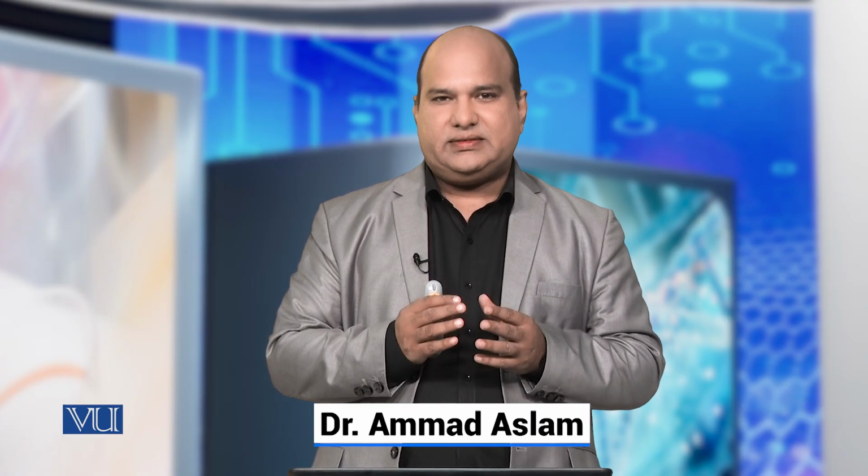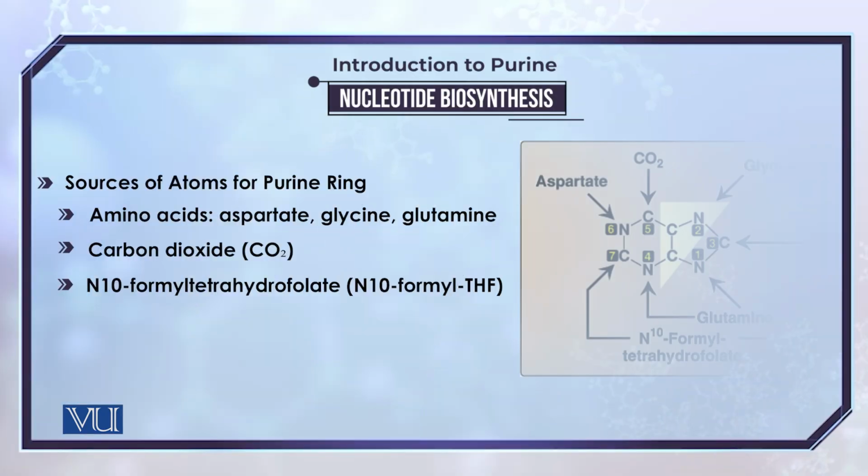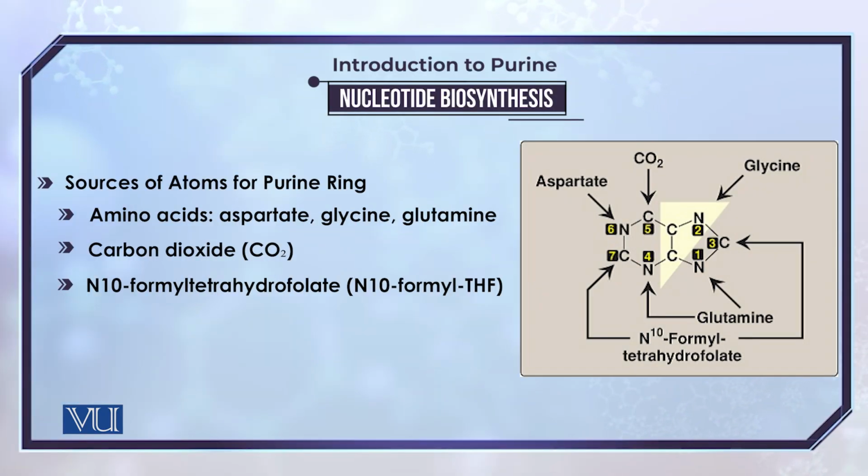So let's start our discussion or exploration of the metabolism of nucleotides. And the first thing we will start with is the formation or synthesis of nitrogenous bases. There are two types of nitrogenous bases, pyrimidines and purines. Let's start with the synthesis of purines.